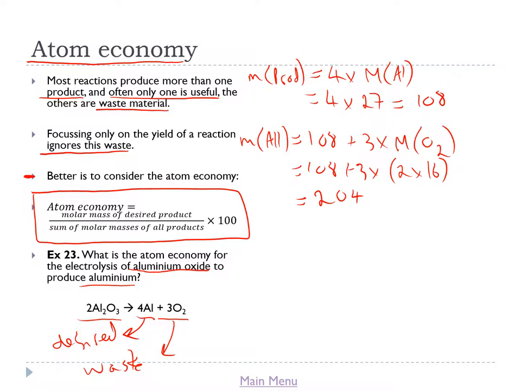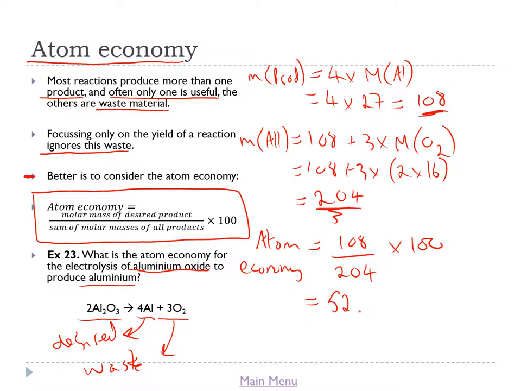So now we're going to do our atom economy calculation. Atom economy equals the mass of our product, 108, divided by the mass of all of the products, 204, times 100 to make it into a percent, and that gives us an atom economy of 52.9%. Another way of looking at that is saying that if our atom economy is 52.9%, 47.1% of what we put into this reaction is wasted.